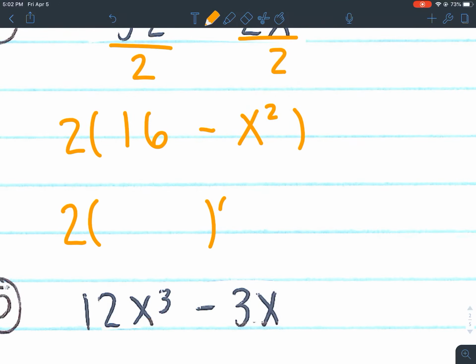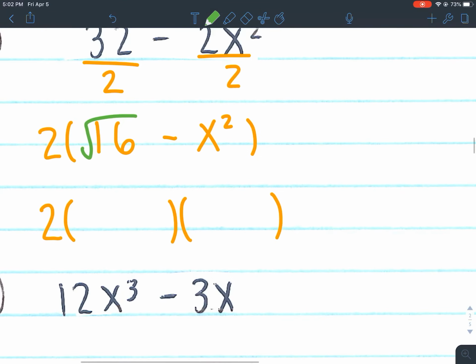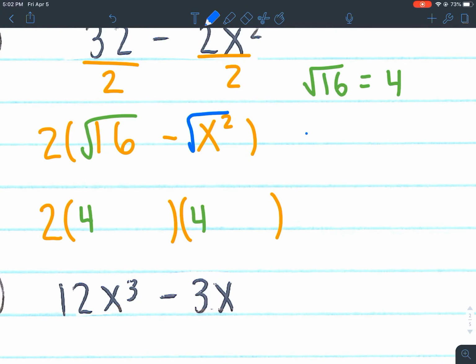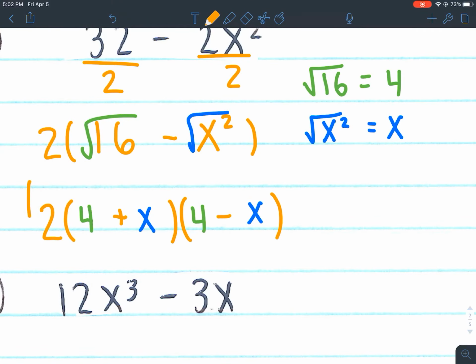So I have 2 on the outside still, and then I have my 2 parentheses. I'm going to square root that first term first. So square root of 16 is 4. And 16 is in the front, right? So 4 should go in the front. And then my second term is x squared, so square root of x squared is x. And for this to be difference of squares, I need a plus and a minus sign.